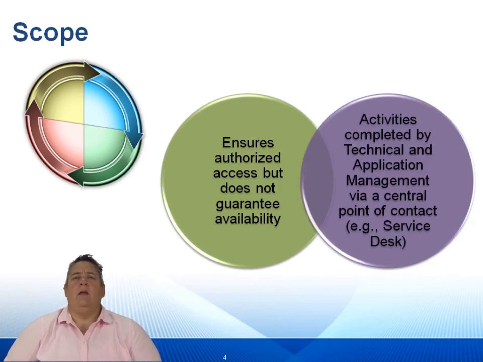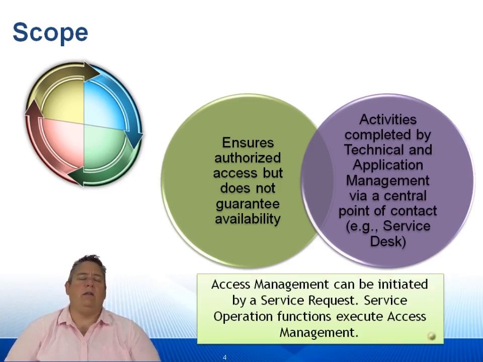Additionally, the activities that are completed within this process are typically done by technical and application management functions. They'll be directed through a central point of contact such as the service desk, and more often than not, access management is initiated via a service request. Somebody will ring up the service desk and say, I need access, or I need to join this one user group, or I've switched roles in the organization. Service management functions will execute the activities of access management.